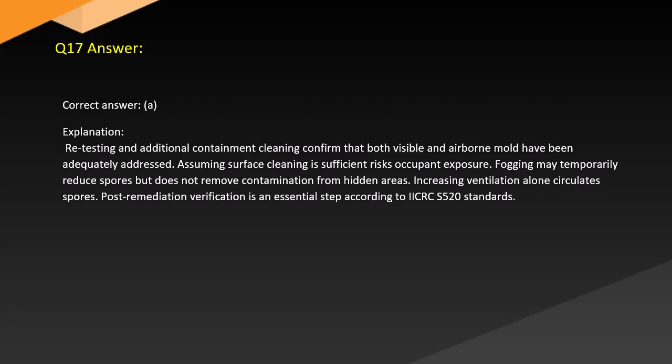Answer. Correct answer: A. Explanation. Retesting and additional containment cleaning confirm that both visible and airborne mold have been adequately addressed. Assuming surface cleaning is sufficient risks occupant exposure. Fogging may temporarily reduce spores but does not remove contamination from hidden areas. Increasing ventilation alone circulates spores. Post-remediation verification is an essential step according to ECHIC standards.